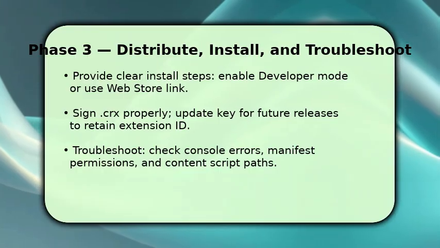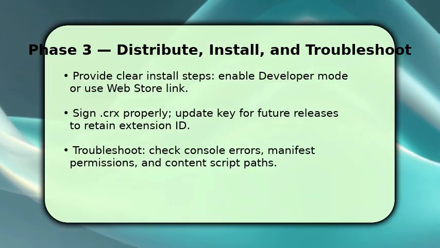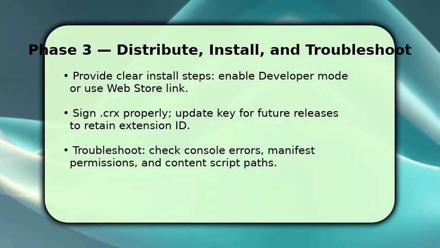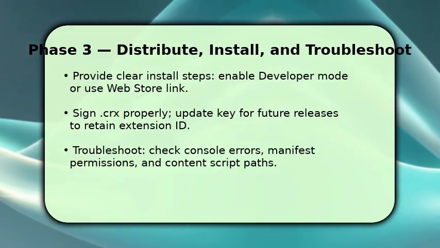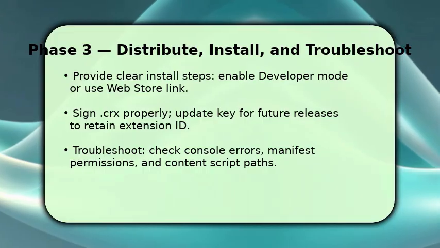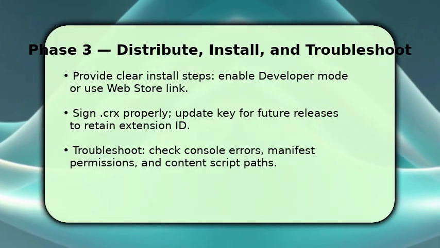If something fails, check the extension console for errors, confirm manifest permissions, and validate content script paths. These are the most common causes of broken behavior, so inspect them first.